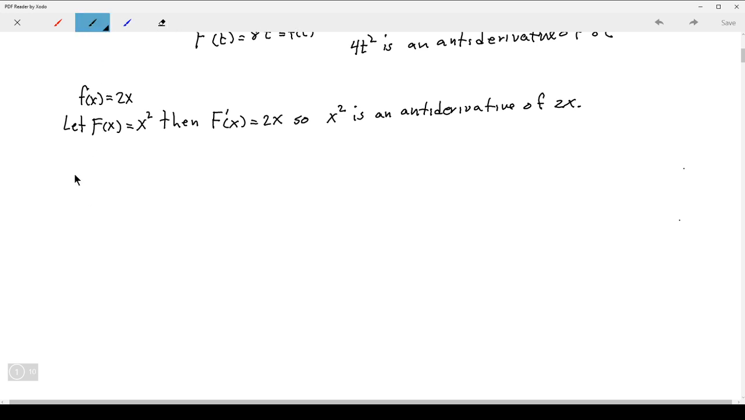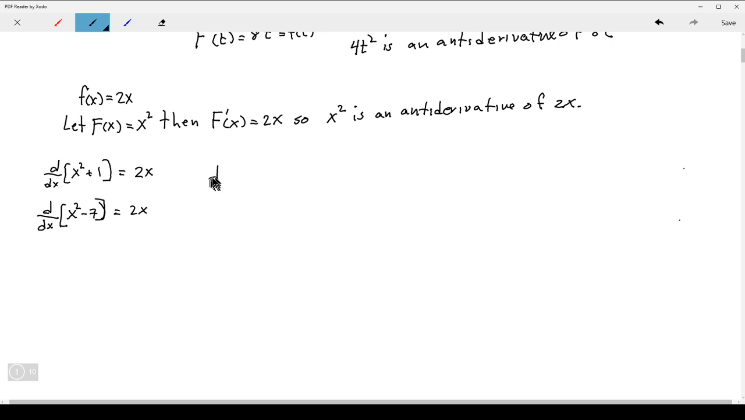All right, when I take the derivative of x squared, I get 2x. But what happens if I take the derivative of x squared plus 1? What do I get? Well, I get 2x. What happens if I take the derivative of x squared minus 7? Well, I get 2x. Right?